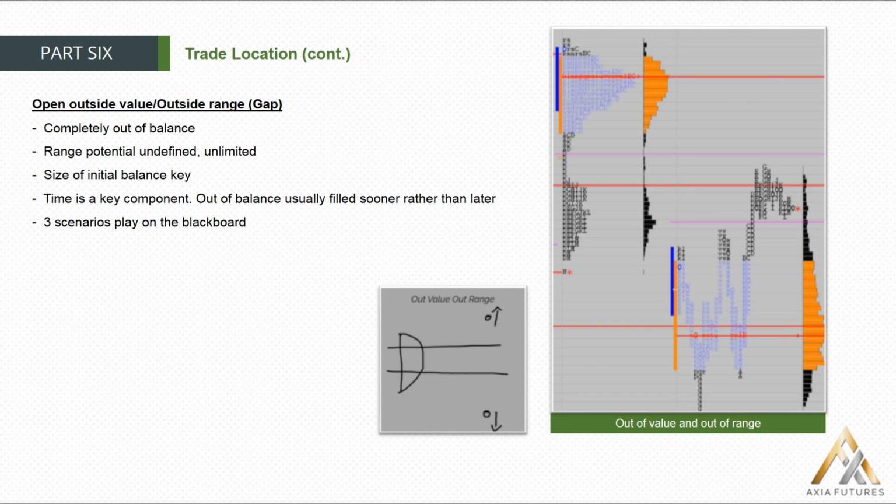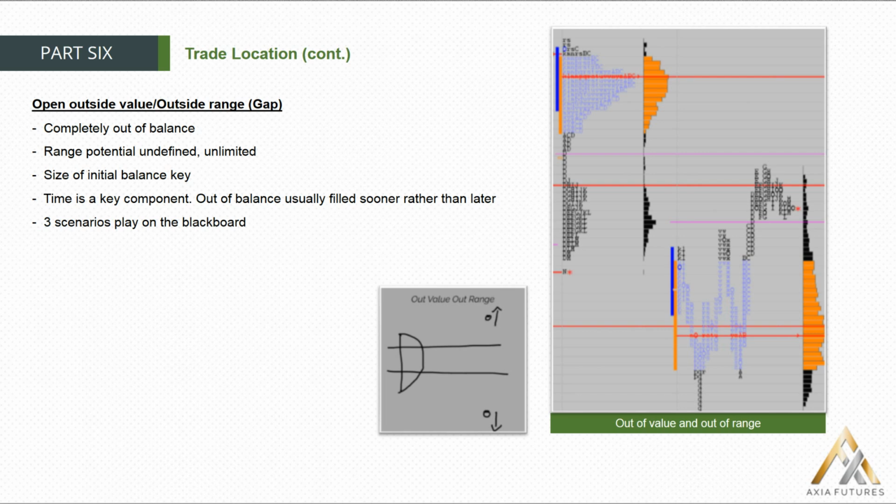Now, time is a very key component in this when we open out of range, and the reason being is that what we initially see is the market will always try and fill in what we like to think of as the gap. So when we open out of range from the previous day, the market will always try and fill that gap in.